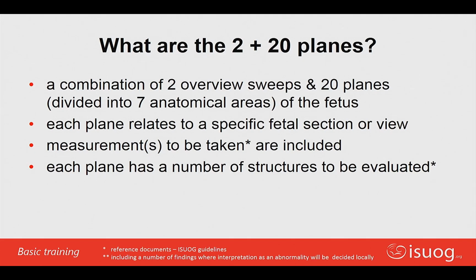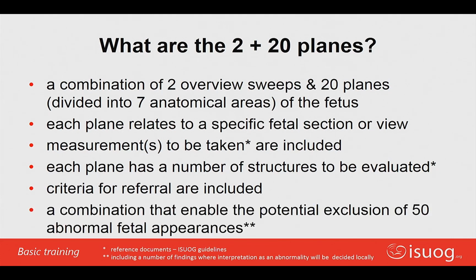So all the concepts and the components of the approach are based on the published ISUOG guidelines. Also included are the criteria which you should adopt for referral if you find a structure that's abnormal or a measurement that's abnormal. That is addressed in the approach.